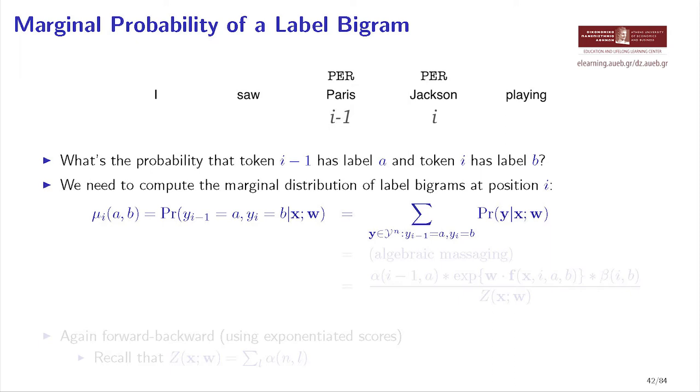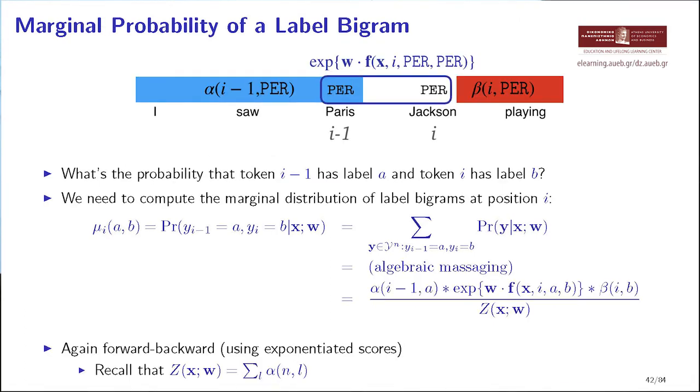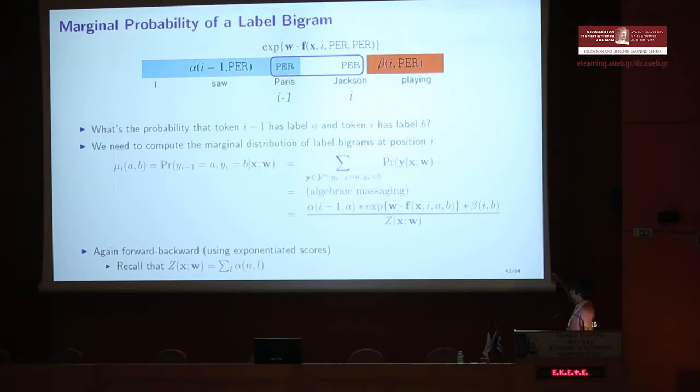So again, I'm asking for the marginal probability of having label b at position i and label a at position i minus 1, given the sentence and the model. That will involve summing over all possible sequences that have these values in this position, and we get something like this. We compute it by taking the forward up to here, the backward from here, and the product with the contribution of this transition. This is the exponentiated scoring of a bigram.